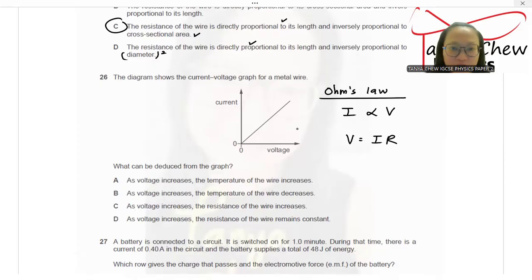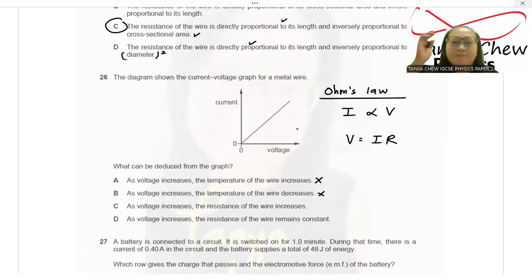A, as the voltage increases, the temperature of the wire will increase. No, if the temperature of the wire increases, then the current will have to decrease. This is wrong. B, as voltage increases, the temperature of the wire decreases. No increase, no decrease.